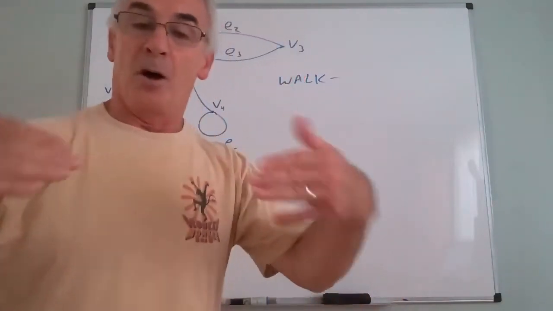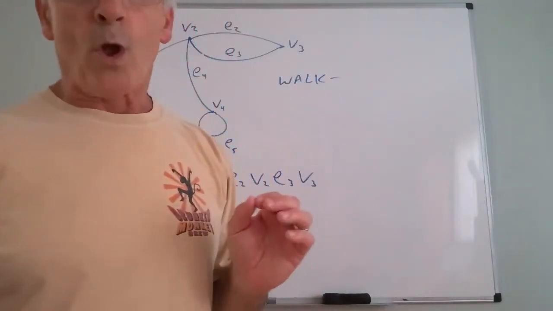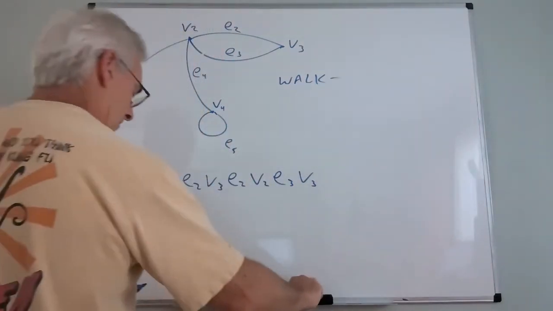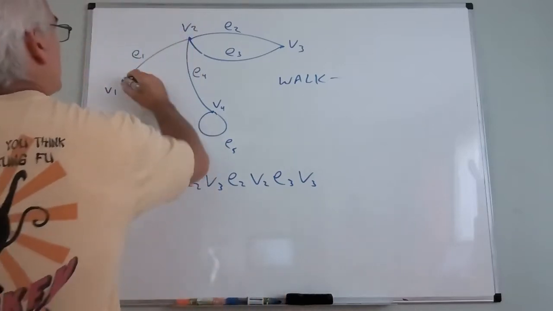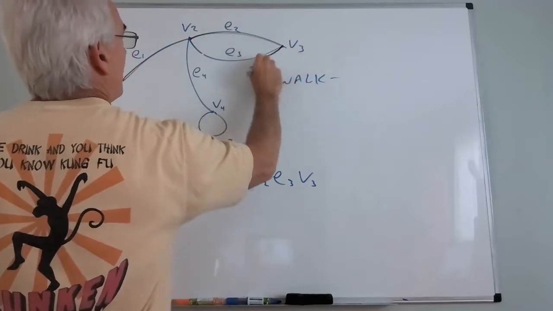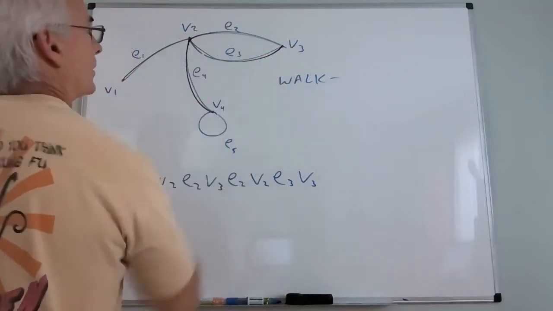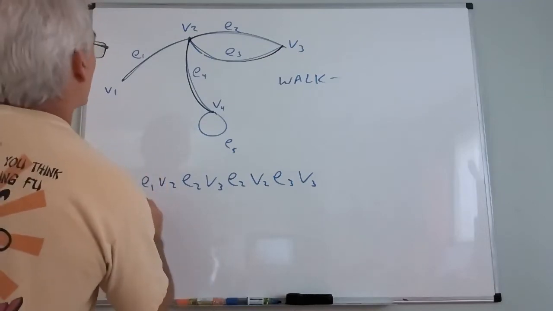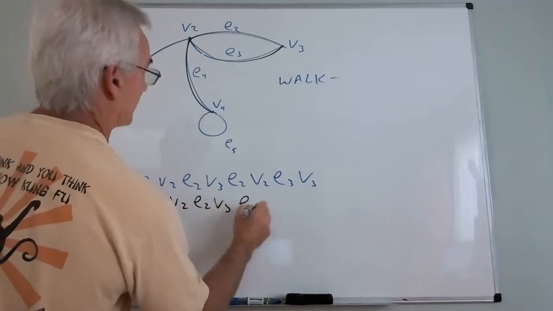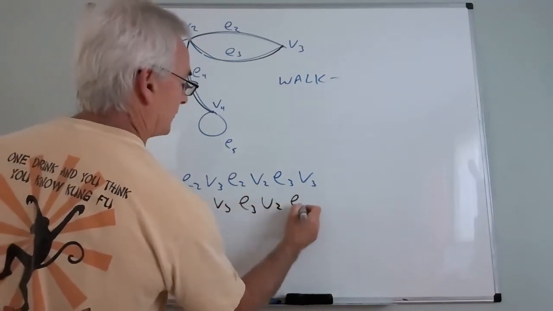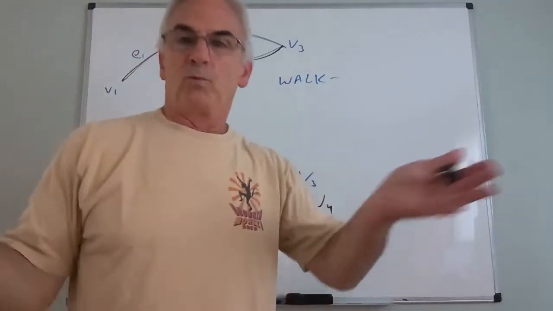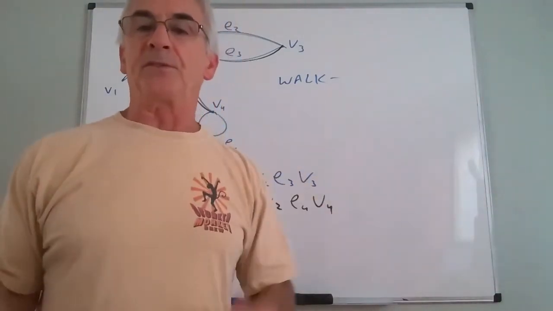Now, let's up it a bit. What if I take the same thing I did before, but this time I don't repeat anything. This time, maybe I go here, and now I'm going to come back this way, and then maybe I'm going to go here. Okay, so now we went V1, E1, V2, E2, V3, E3, V2, E4, V4. I never went the same road. Think of the edges like your roads. I never went the same road twice.